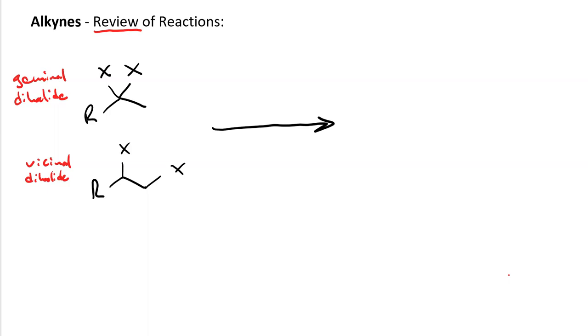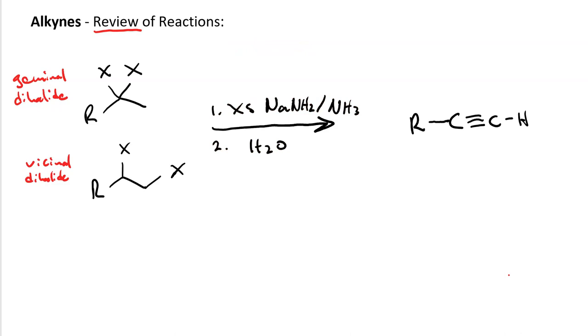In either case, we're going to do a double elimination reaction, where our reagents are first excess sodium amide, and of course the solvent you need is ammonia, and in our second step, we're going to work it up with water. This will drive the reaction forward. And the product of the double elimination reaction is a terminal alkyne.